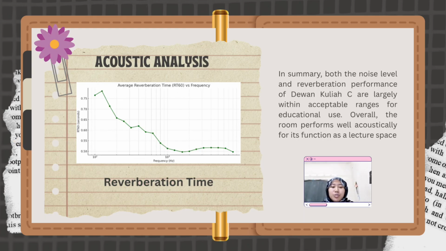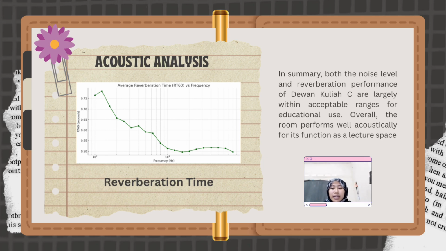Now we move on to the reverberation time or RT60, which is a measure of how long sound takes to decay by 60 decibels after the source has stopped. This is one of the most important acoustic parameters in lecture halls because too much reverberation can make speech unclear, while too little can make the room feel dull or unnatural. In our study, RT60 was measured across multiple frequencies and positions in the room.